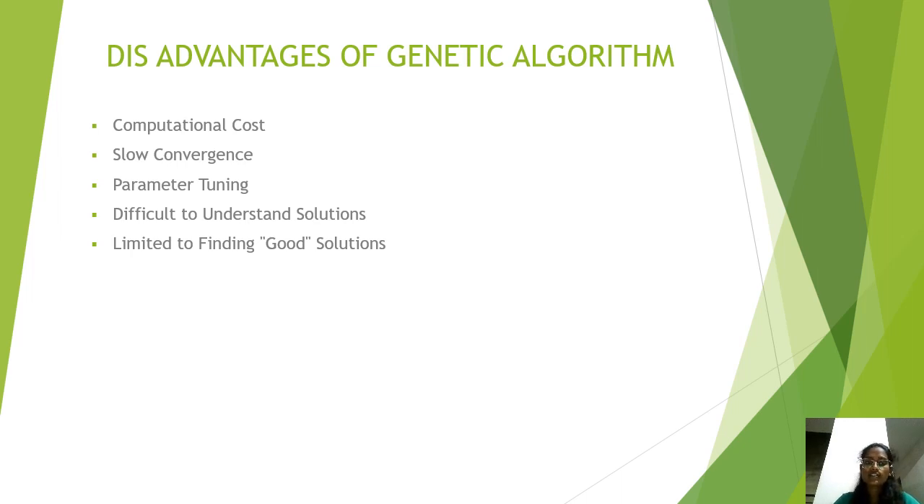Then difficulty in understanding the solutions. This is one of the disadvantages of the genetic algorithm. The solutions generated by the genetic algorithm might be encoded in a way that is not readily interpretable by humans. This can make it challenging to understand why a particular solution is optimal.